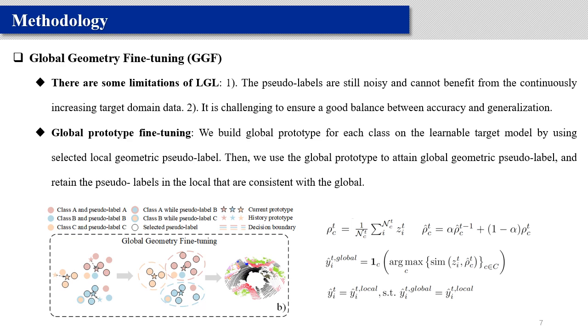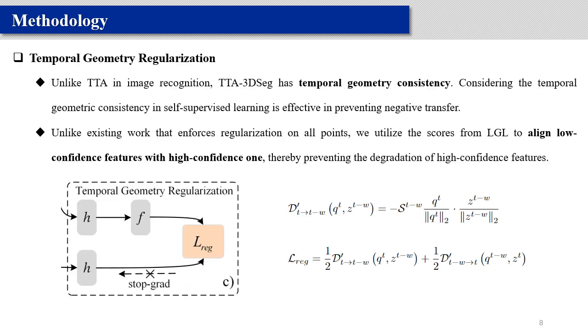Lastly, we introduce a temporal geometry regularization module to constrain the consistency of the embedding feature of geometrically corresponding points between the current point cloud and the previous. In contrast to forcing regularization at all points, we align low confidence to high confidence features to avoid degradation of high confidence features.